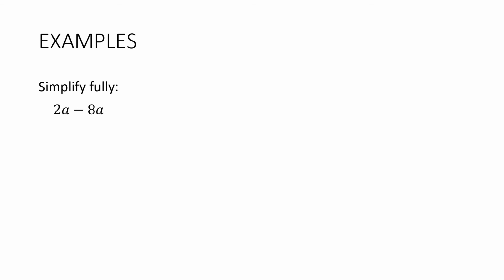Here's some further examples. 2a take away 8a. Now we're going to do this without the number line, but think about where 2 is on the number line and what happens when you subtract 8. We end up negative, don't we? We end up at negative 6. But our answer is not negative 6, it's negative 6a.